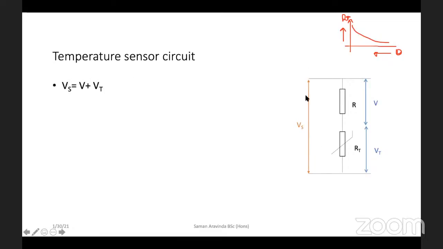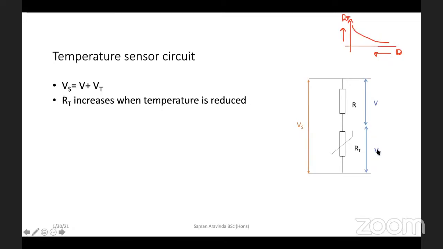If you look at this circuit in terms of energy conservation, Vs is the supply voltage, the power supply connected across these two. The potential difference through this resistor, let's say V, and the potential difference through the thermistor, let's say Vt. What can we say about these two? V and Vt add up to the supply.